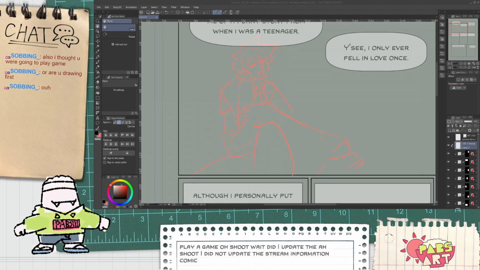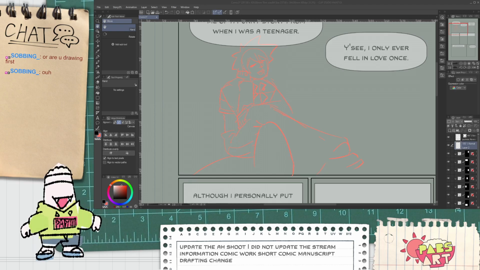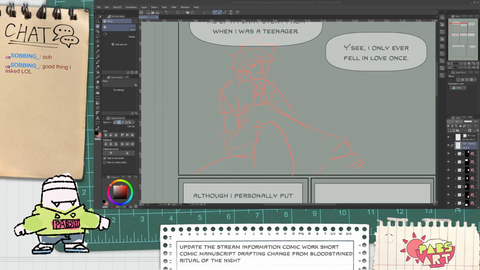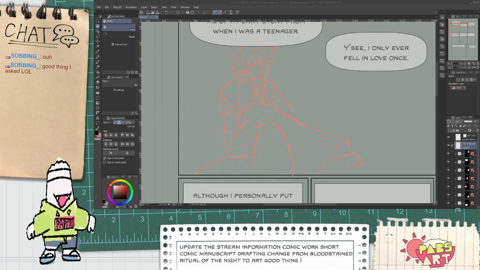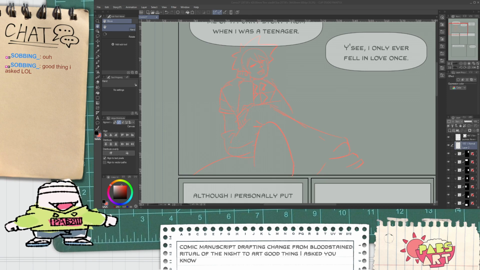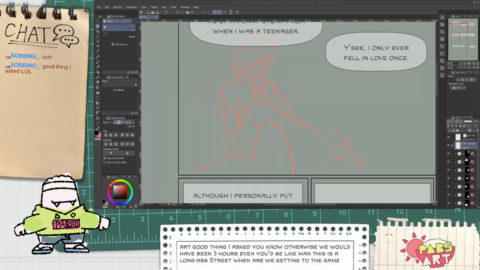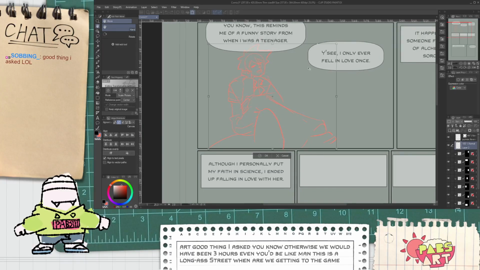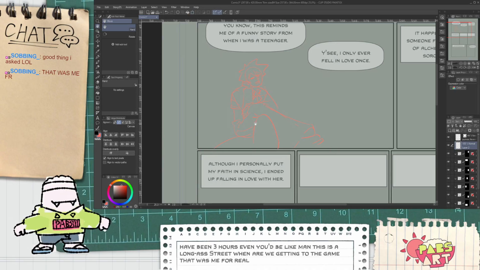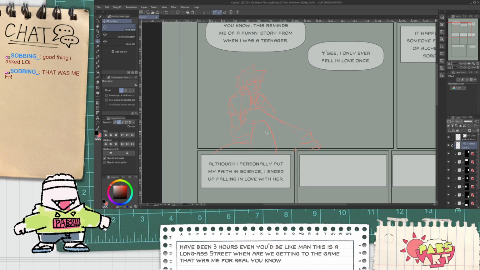Comic work. Short comic manuscript drafting. Change from Bloodstained Ritual of the Night to art. Good thing I asked. Otherwise, we would have been three hours deep and you'd be like, man, this is a long-ass stream. When are we getting to the game? That was me for real. Yeah, no, I'm glad you asked.